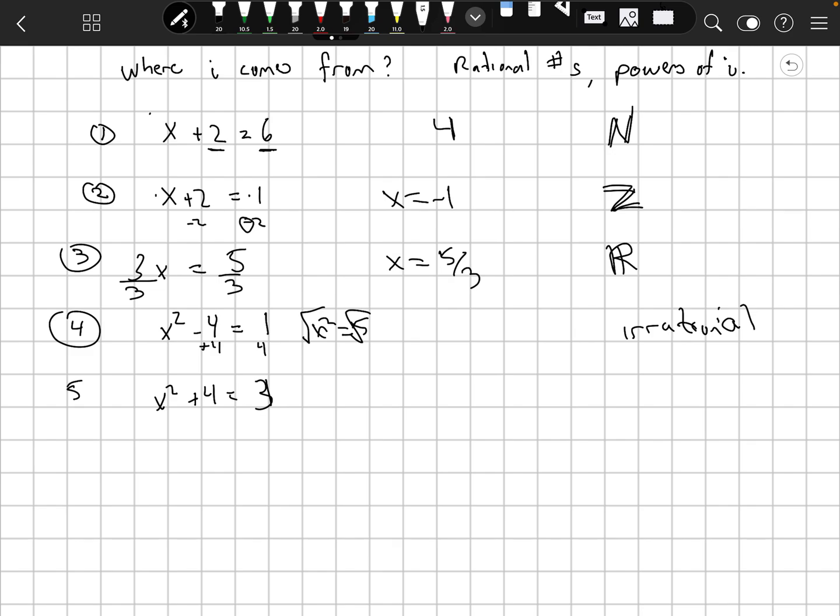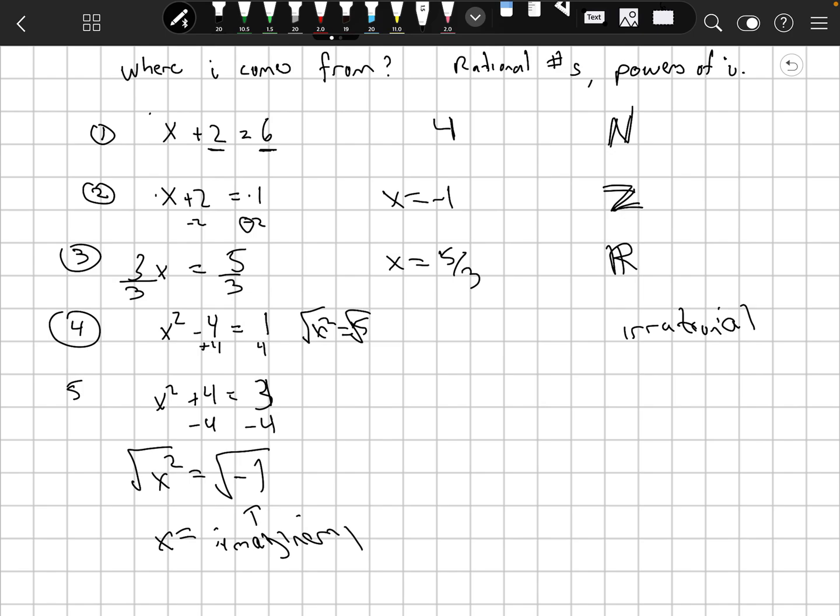And finally, last one, if we subtracted 4 from both sides here, we'd have x squared equals negative 1. And we try to square root both sides, and we get x equals, and this is beyond being an irrational number because it's a negative. You think, what number times itself is negative 1? Well, there is no real number that multiplied by itself equals negative 1. So this becomes a complex number, or in this case, the square root of negative 1 is an imaginary number that belongs to the set of complex numbers.